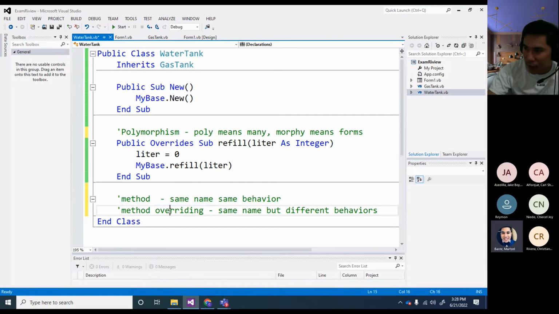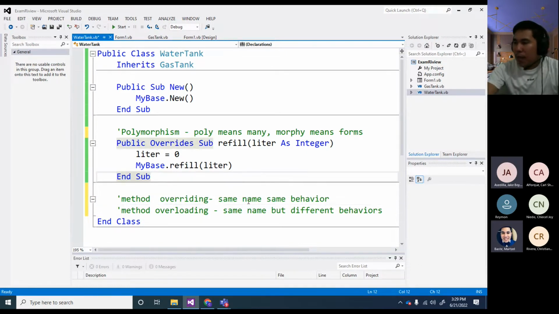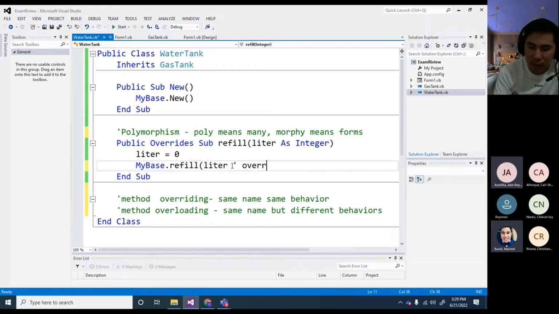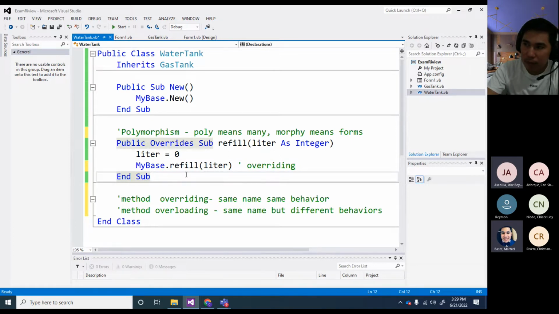This is overriding. So if you have the same name with the same behavior, whatever the behavior of refill in gas tank, you inherit it, that is overriding. Whether it refills fuel, gas, unleaded or water, it doesn't change the fact that it refills, because same name, same behavior, it refills.